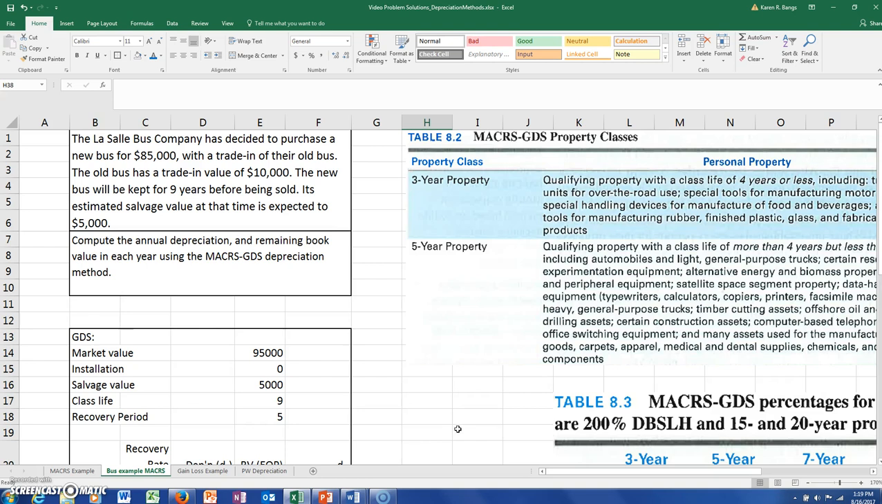And in our third one, we'll talk about how to handle the gain or loss, what gain and loss is, and how to manage that when we dispose or stop using an asset, either before or at the end of its depreciable life. All right, thank you.